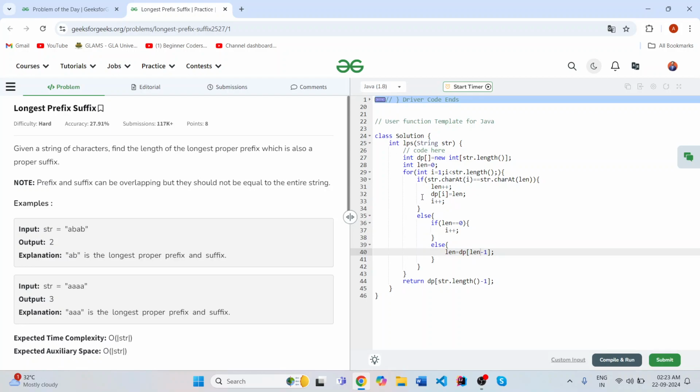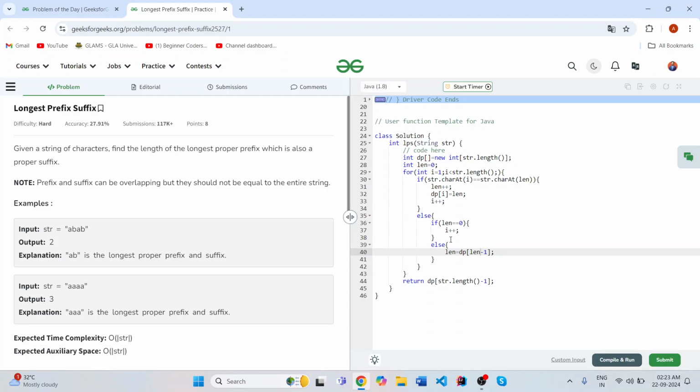Now the other condition is that if the characters are not equal, for what length we need to check, which character we need to check, how many we can skip. So if our prefix length is already 0, then we have nothing to skip. We will just increase i. If it already does not match with the first character, then it cannot match with anything else. So we just have to increase the suffix index i. Otherwise we shall try to maximize our length.